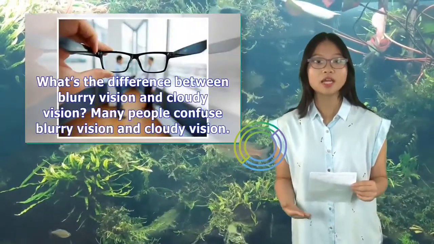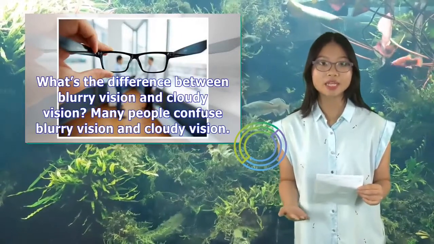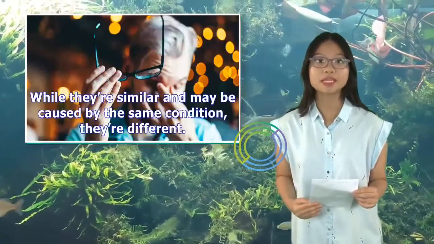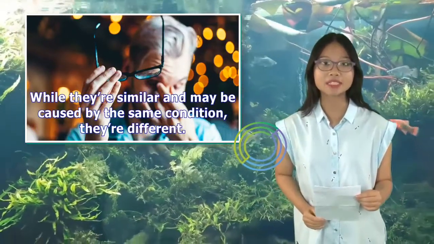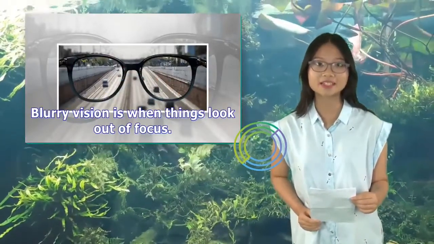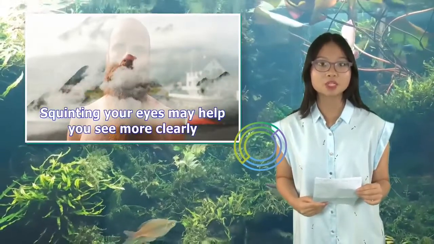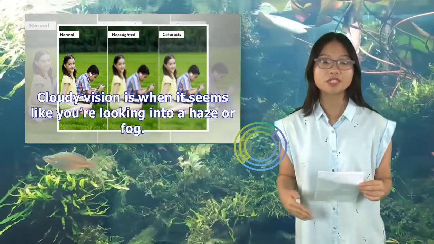What's the difference between blurry vision and cloudy vision? Many people confuse blurry vision and cloudy vision. While they're similar and may be caused by the same condition, they're different. Blurry vision is when things look out of focus. Squinting your eyes may help you see more clearly. Cloudy vision is when it seems like you're looking into a haze or fog.